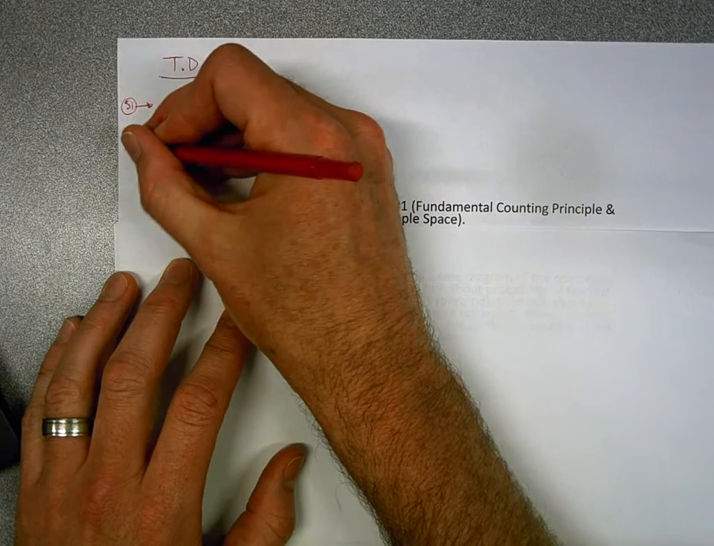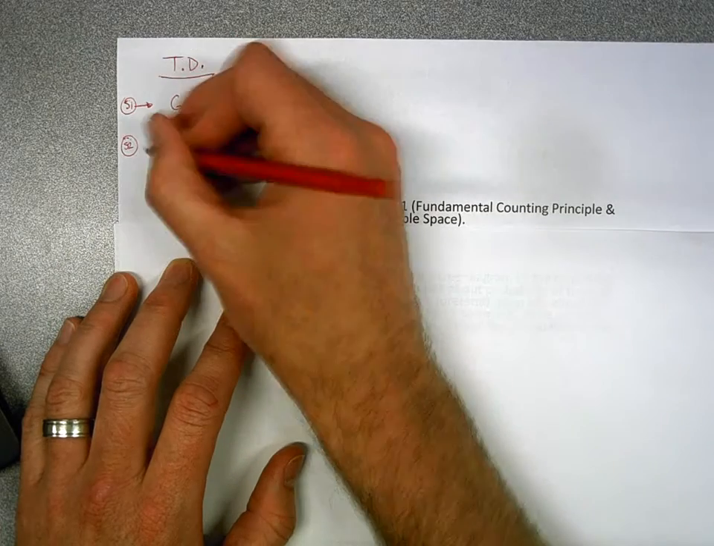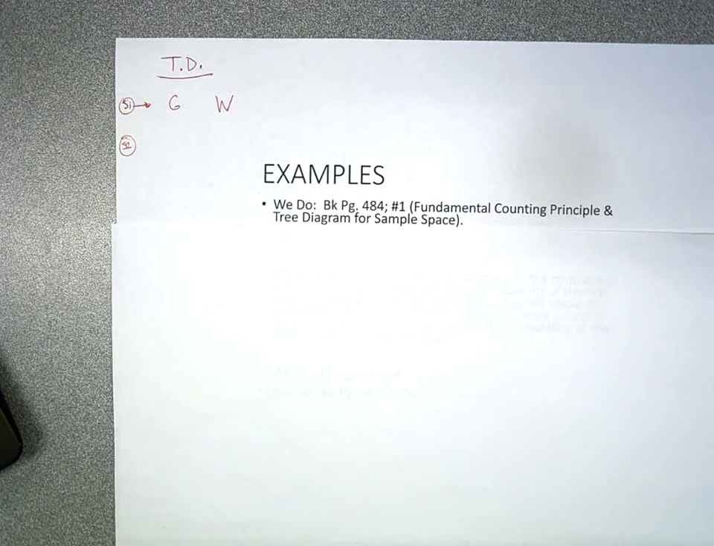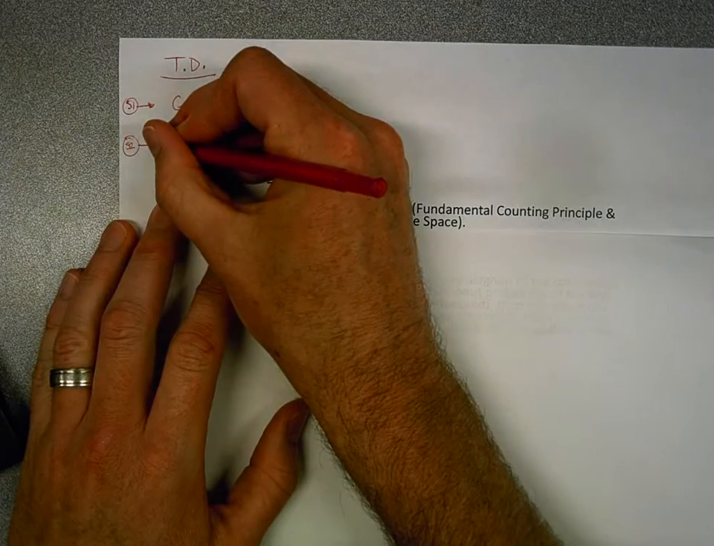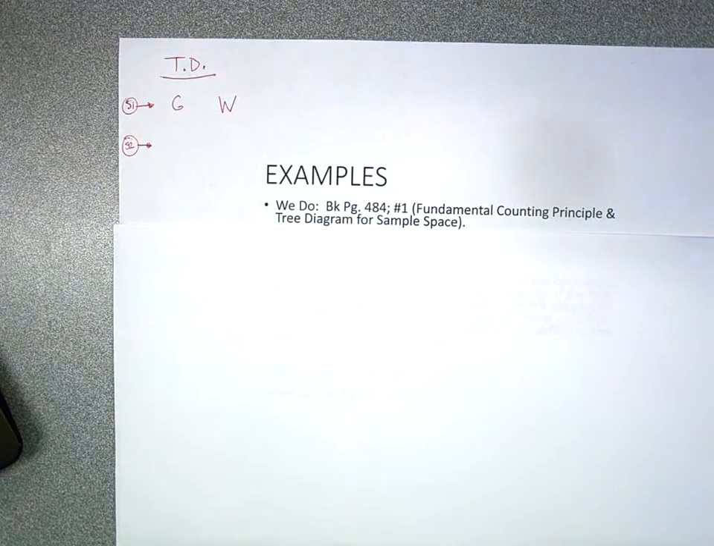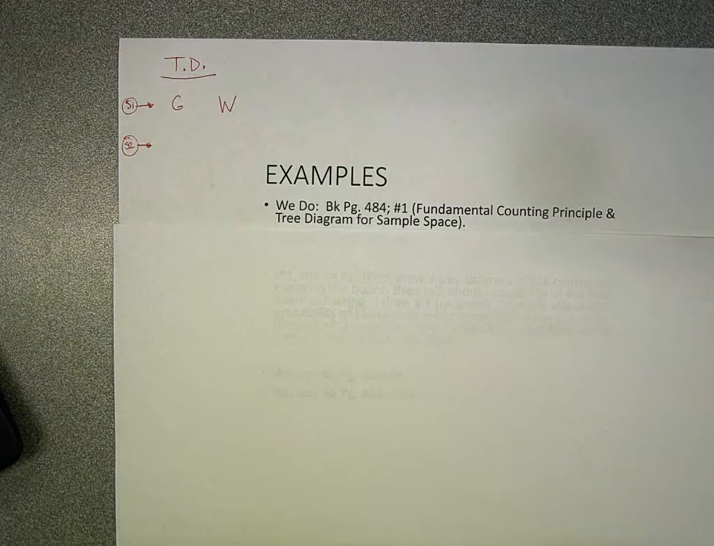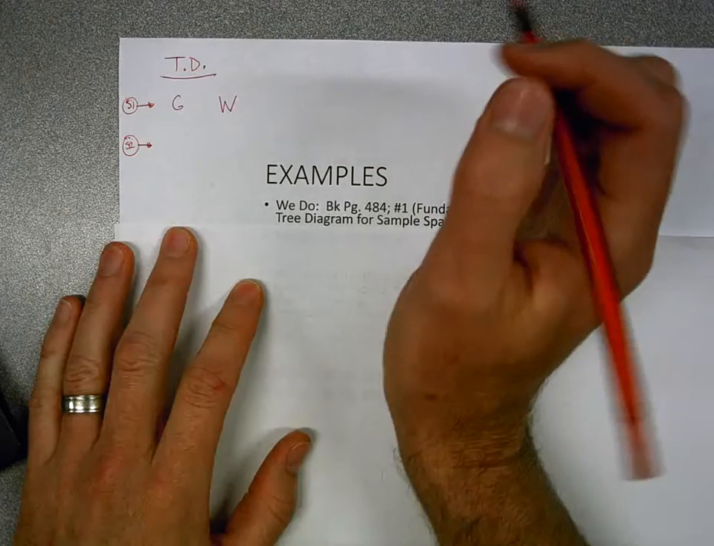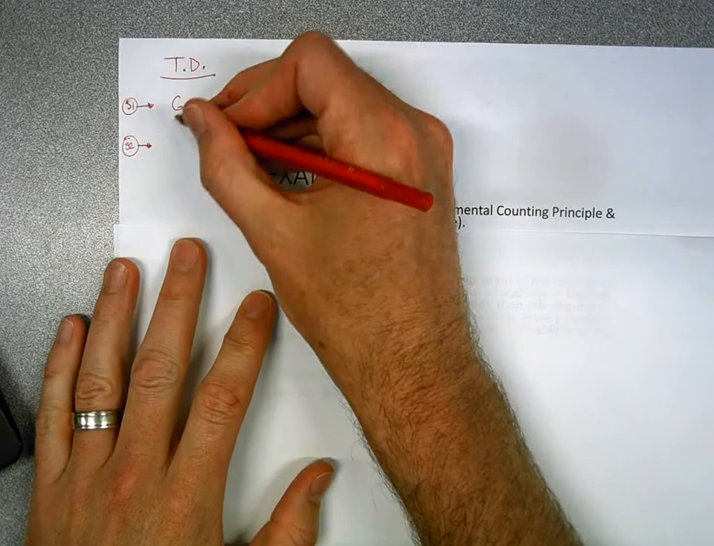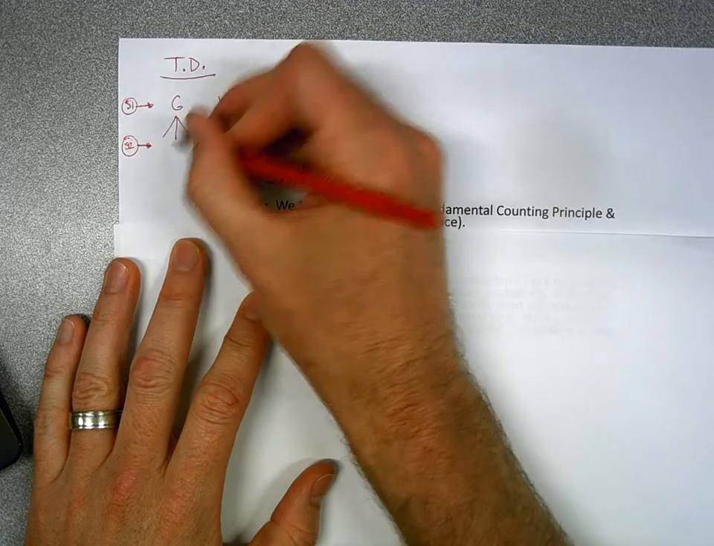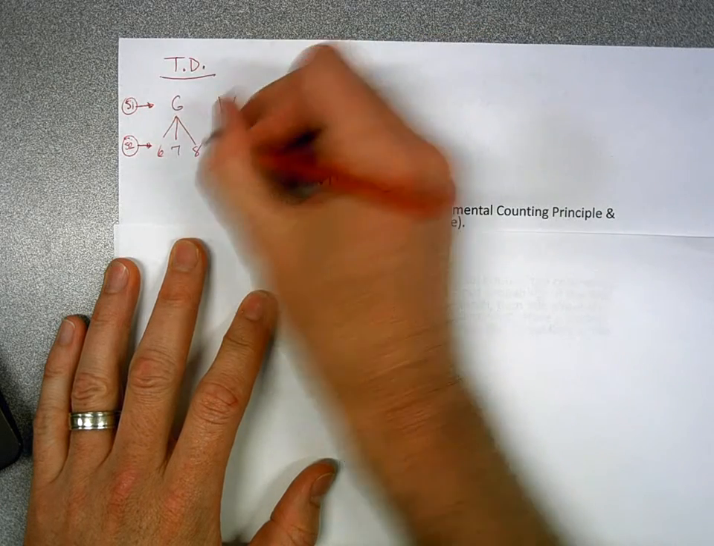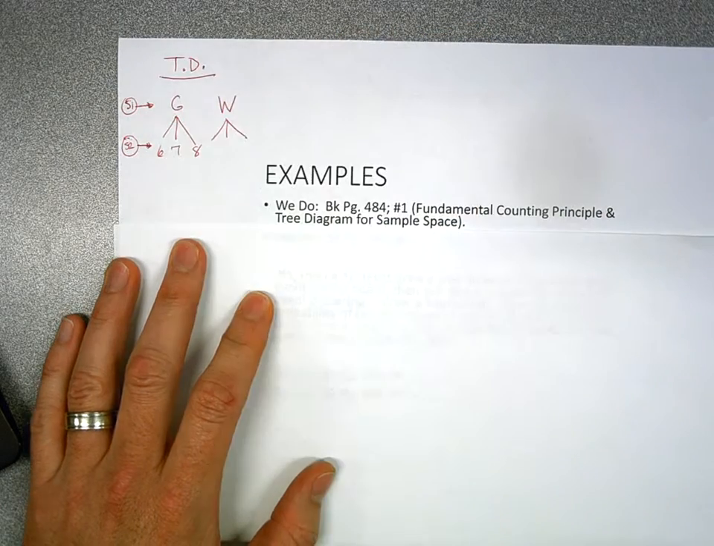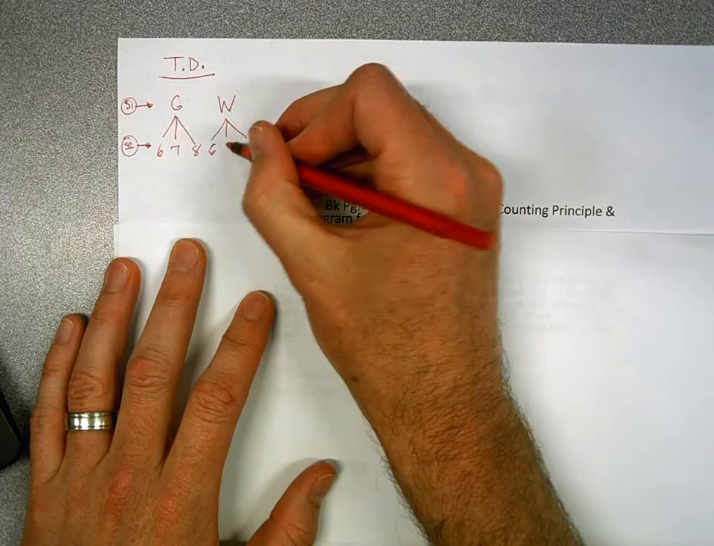Now, step 2 on using a tree diagram is then we're going to come up with the second event, or in this case, the second element of this, and that is the shoe size, 6, 7, or 8. So how many different ones are there? 3. So that means that off of each of these are 3 branches. 6, 7, 8. Or you can have the white in 6 or a 7 or an 8.